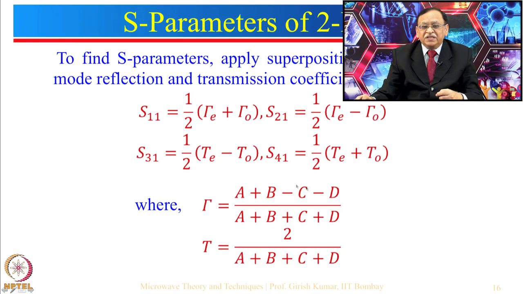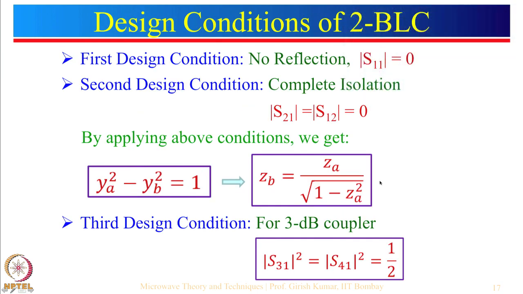So, we already know ABCD parameters for even mode and odd mode. From even and odd mode ABCD parameters, we can find out the reflection coefficient for even mode and odd mode, and the transmission coefficient for even mode and odd mode, and from that we can calculate all the S parameters. After that, we apply various design conditions. The first design condition is we do not want any reflection at port 1. That means S11 is equal to 0. The second design condition is we would like to have complete isolation, that means S21 is equal to S12 is equal to 0.